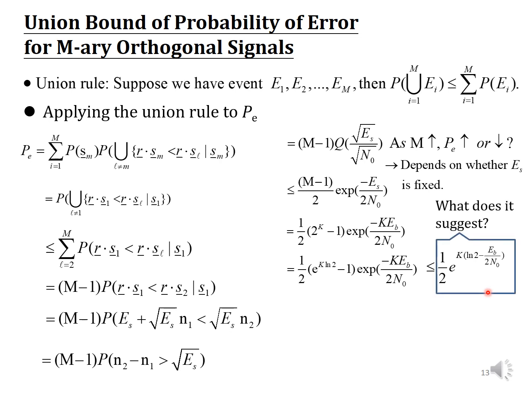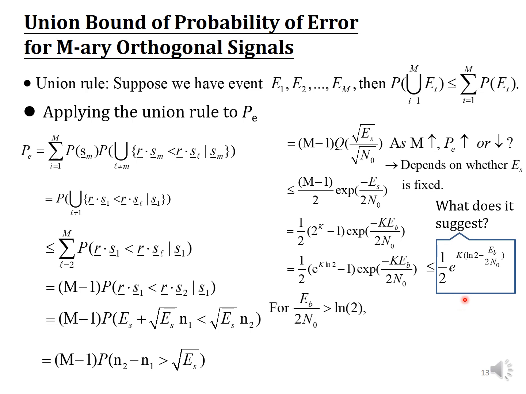Okay, and again, this could also be the upper bound, or the union bound, of the symbol error. So if we look at this union bound, the M-ary orthogonal symbol error would always be less than this union bound. And what does this suggest? If we look at this union bound, what does it tell us?